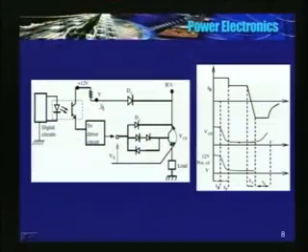Now, how do you detect this overload condition? That can be detected by monitoring the potential at point Y. The potential of point Y, when this diode is conducting, is VCE plus this drop. I'll repeat, potential of Y is VCE plus the drop across DY. That is when DY is conducting.